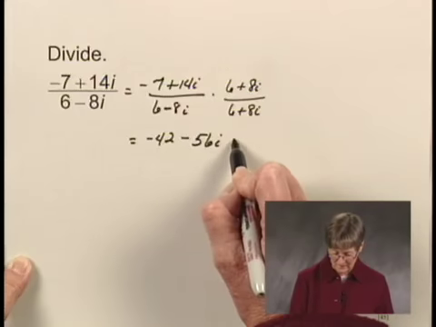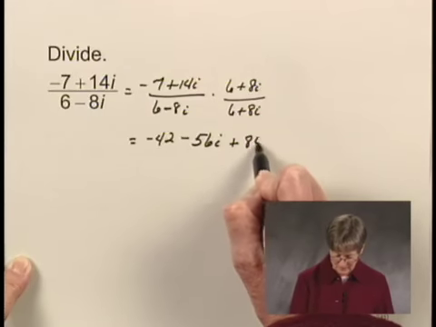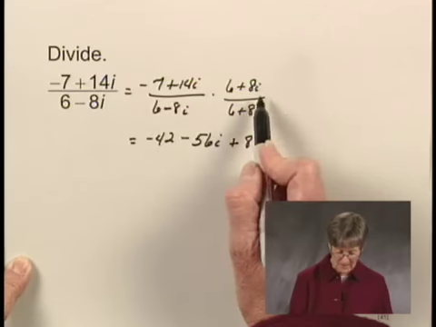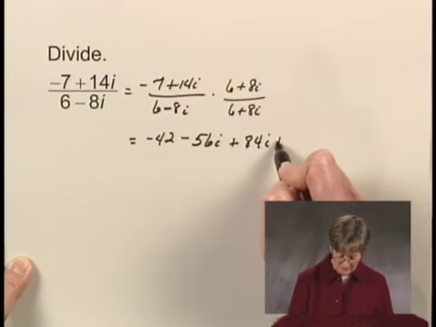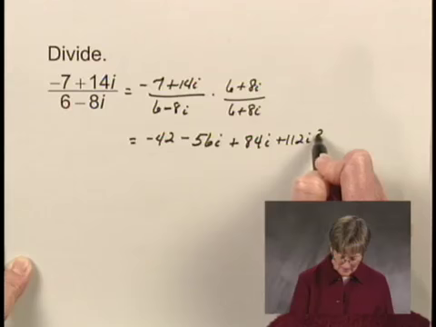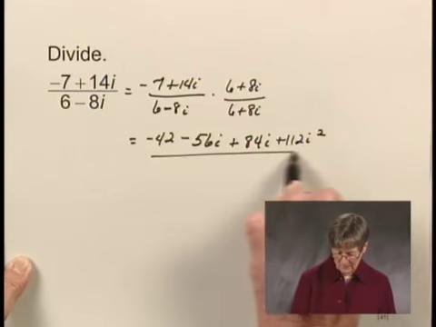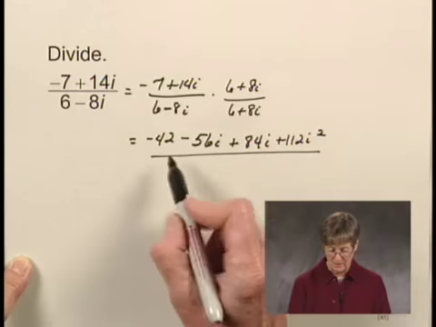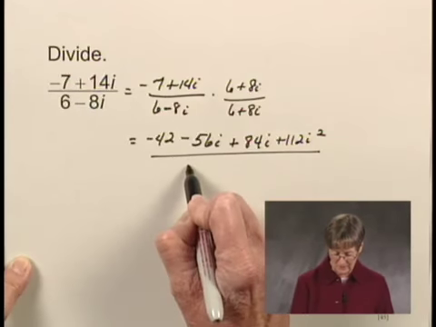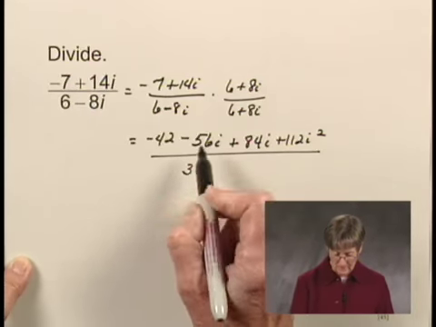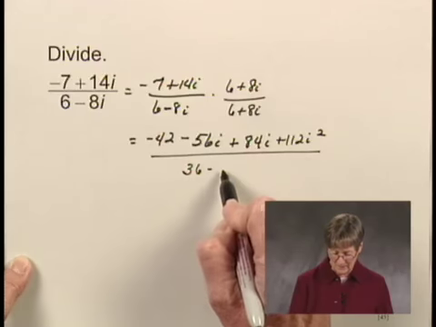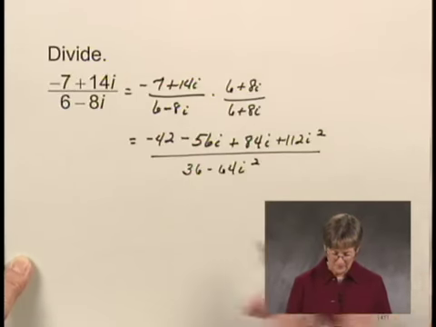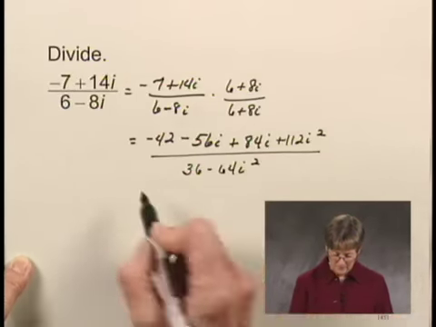14i times 6 is 84i, so I have plus 84i. And 14i times 8i is 112i squared. And now in the denominator, I have the product of the sum and the difference of two terms, the same two terms. So I'll get 6 squared, or 36, minus 8i squared, minus 64i squared.